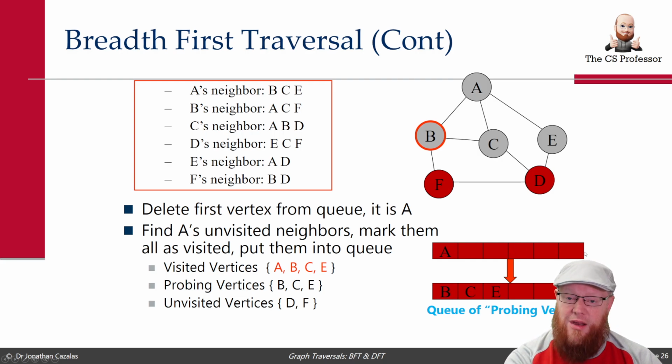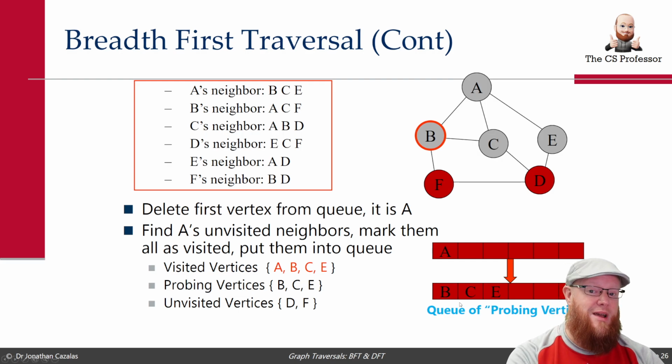Now here was the initial state of the queue at this iteration. It said delete the first vertex from the queue. So we did a DQ, A is gone. And as soon as we DQ A, we find all of A's neighbors, and we mark them as visited, and we place them into the queue. We enqueue all three of them. So A's neighbors are B, C, E. We mark them as visited, and we enqueue all three of them in alphabetical order into the queue.